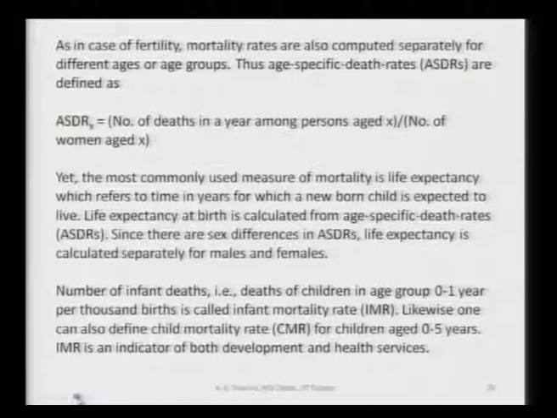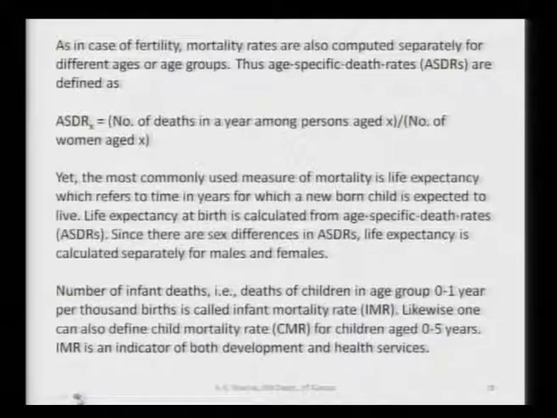Yet, the most commonly used measure of mortality is life expectancy, which refers to the time in years for which a newborn child is expected to live. Life expectancy at birth is calculated from age-specific death rates. Since there are sex differences in age-specific death rates, life expectancy is calculated separately for males and females.